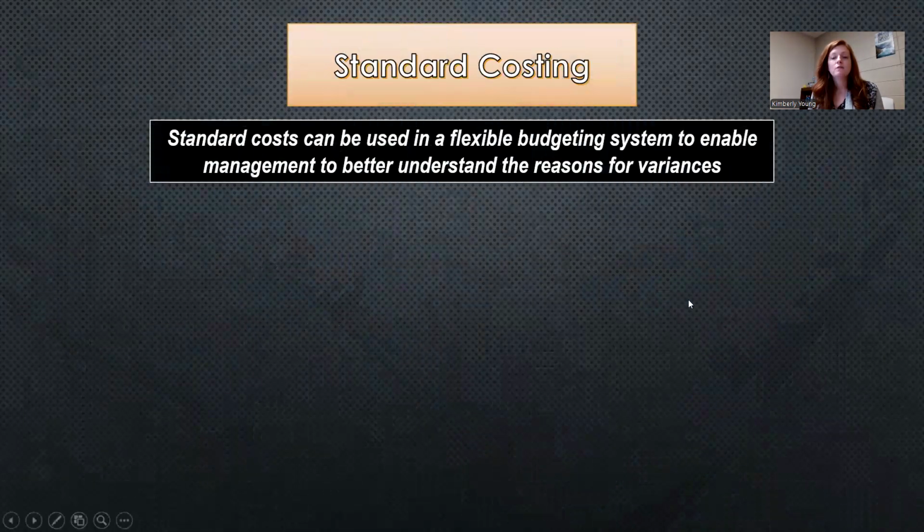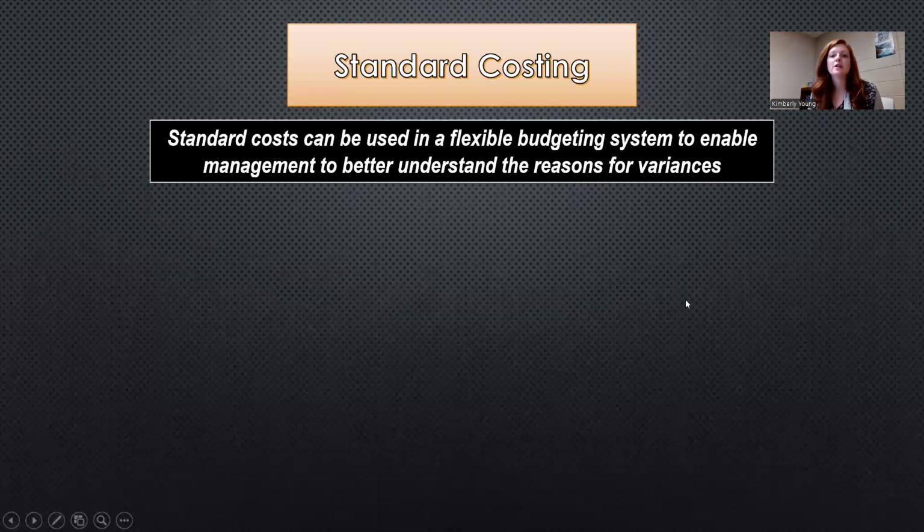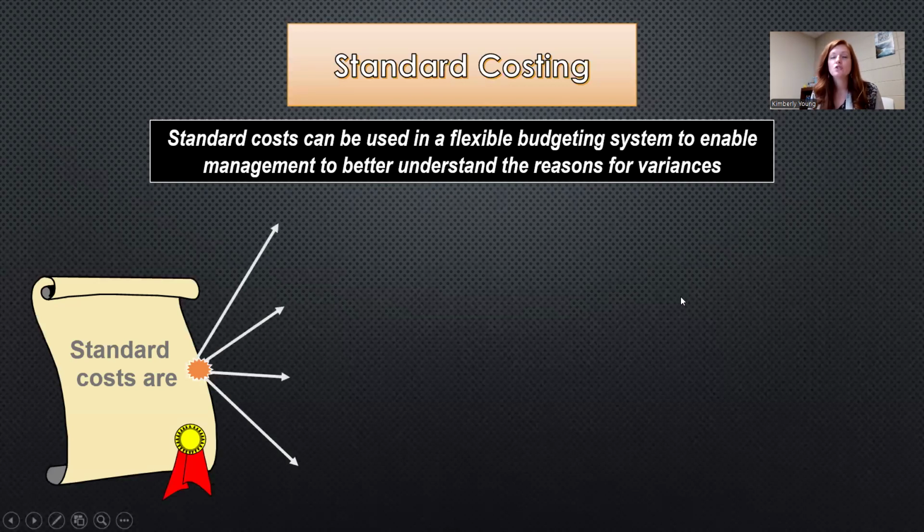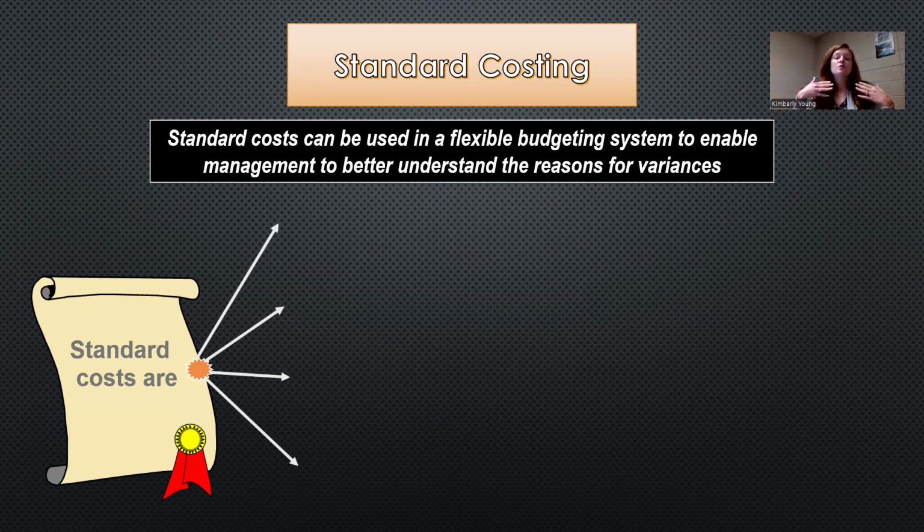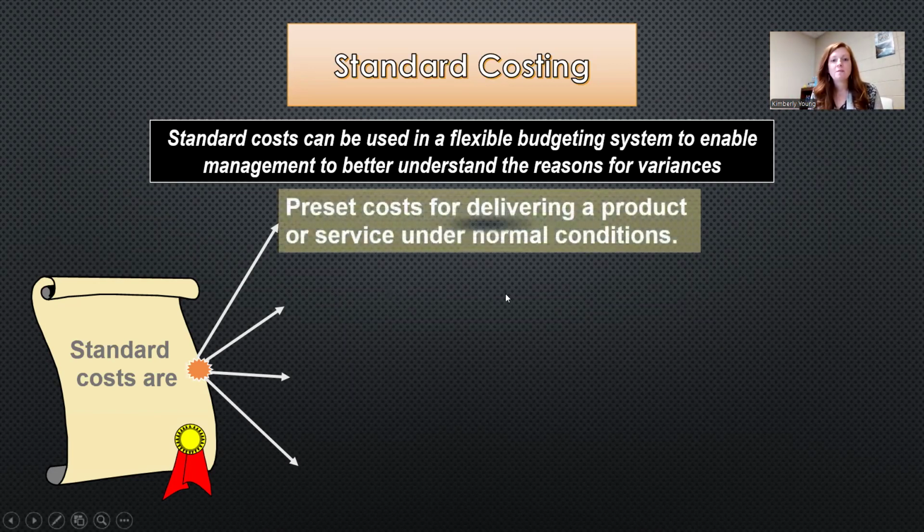We use this in flexible budgeting, just like we did in the first video for this chapter, and that helps us to understand why there's a variance. Remember, in flexible budgeting, we saw there might be a favorable or unfavorable variance, but why is that? And I said, as a manager, you'd have to dig into it deeper. Well, standard costing helps you to see why the variance is there. That part's important.